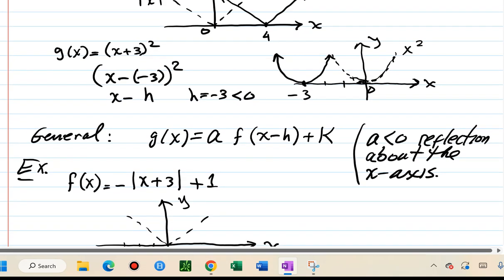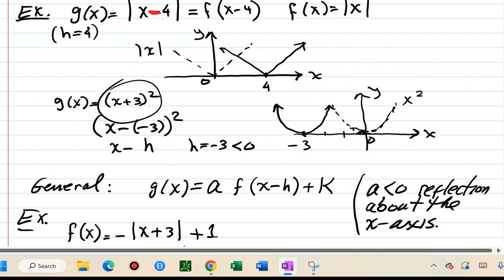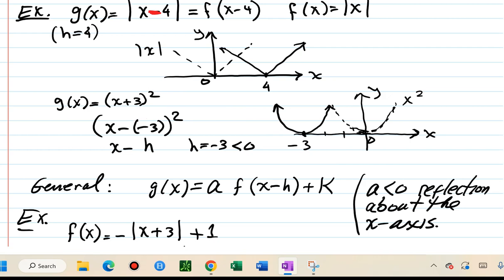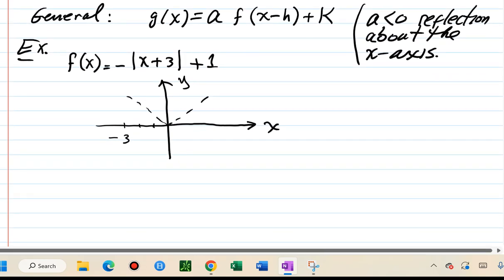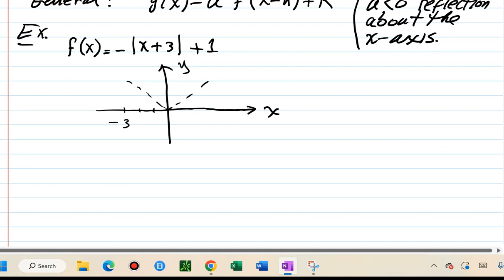Look at this one, for instance. This was x plus 3. We moved 3 to the left. So a lot of students tell me that helps them. So whatever it seems to be in parentheses there, once you put a number for h, do opposite of what that says. That's your h.